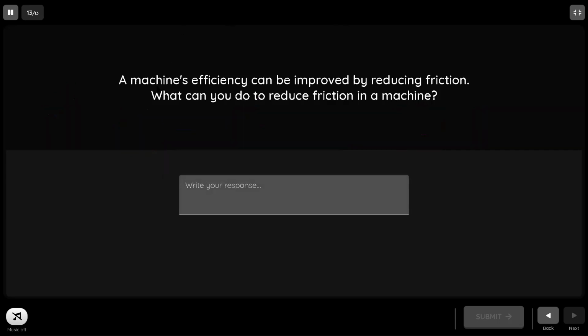Now, a machine's efficiency can be improved by reducing friction. What can you do to reduce the friction in a machine? Teacher, what do you mean by reducing the friction?